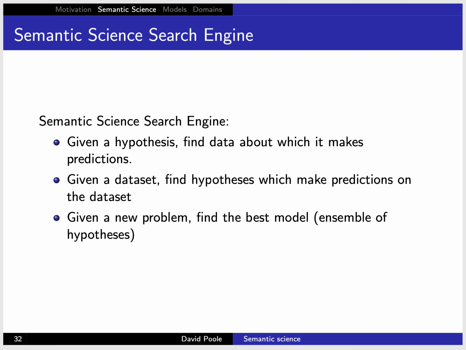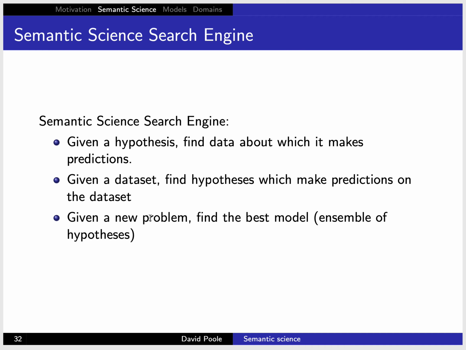So here's the sort of thing we might want to do: a semantic science search engine. And this is actually something we can't do at the moment. Given a hypothesis, you'd find data about what it makes predictions about. So I have a hypothesis about landslides. I should be able to ask, how well does it work? I might have a hypothesis about how to protect people from COVID-19. I'd like to say, what data is there about this, and does my hypothesis fit the data? Then, given a data set, I'd like to find hypotheses which make predictions on the data set. So I'd like to evaluate hypotheses.